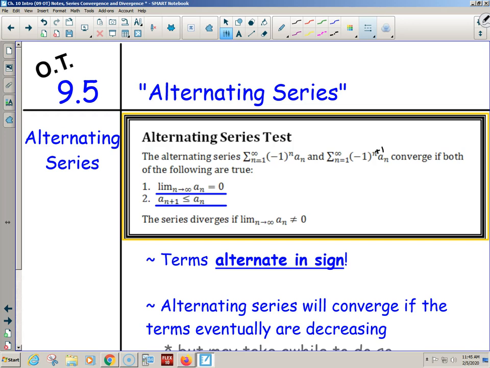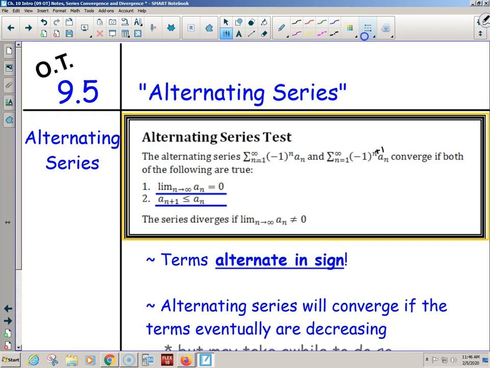And here's something else for you guys to realize. This is not the only way that alternating can show up. Keep your eyes open today for any other place or any other time that a series could be alternating without having a -1 to the something. But this also shows you guys it could be -1 to the 2n or -1 to the 2n plus 1. Something where -1 is raised to a power which is going to alternate between positive and negative, which means the resulting sign will alternate between positive and negative.